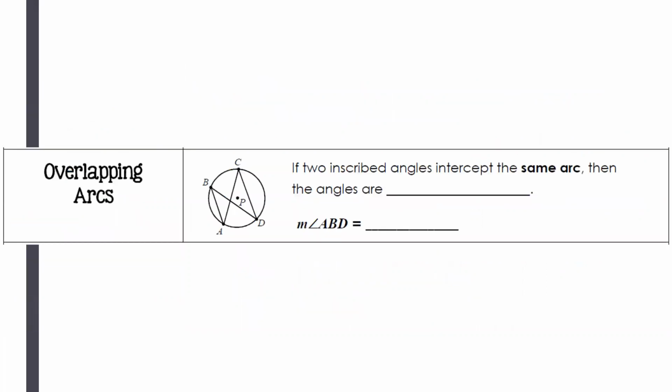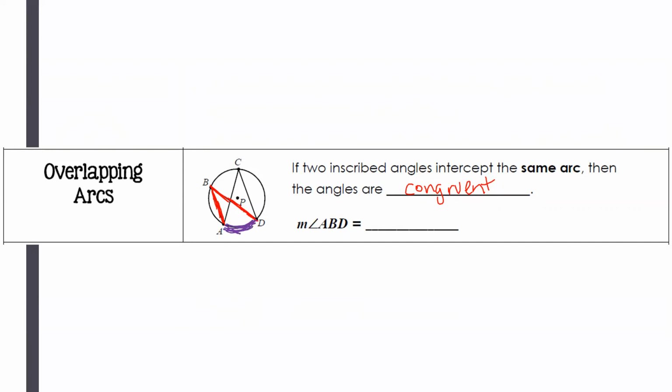Okay, so if we have overlapping arcs, that means we're going to have two inscribed angles that are intercepting the same arc. Then those angles are going to have to be congruent. So let's look here. We have angle ABD. Here's the angle, and the arc it's intercepting, or the arc inside of it, is arc AD.